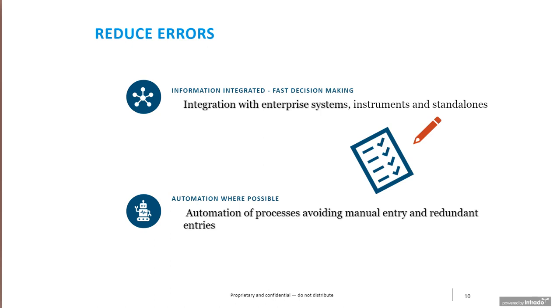Reduce errors for fast decision making. With integration of enterprise systems, instruments, and standalone systems, you're going to be able to minimize manual data entry and redundancy of information, as well as, by consequence, reduce the number of errors. Automation where possible. There are many opportunities with a LIMS system to automate processes such as calculations and generation of certificates of analysis.